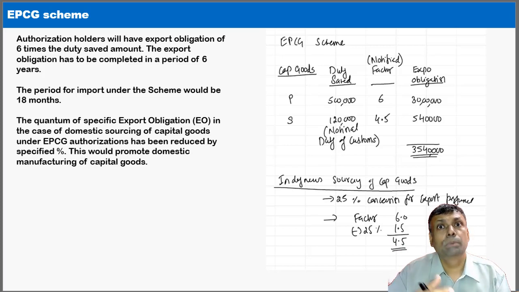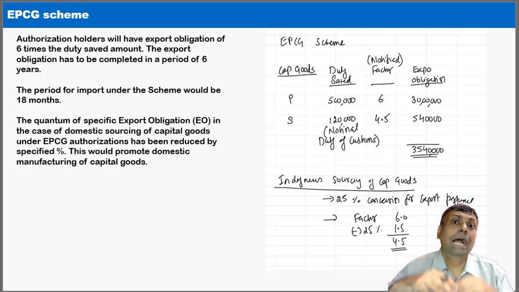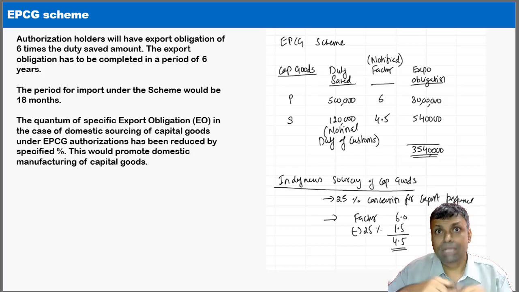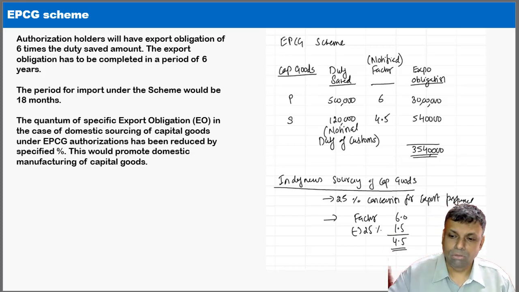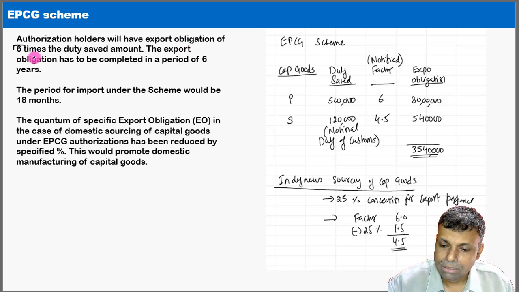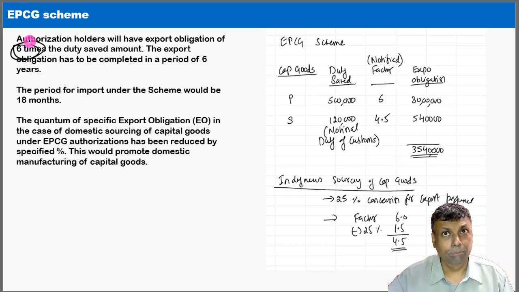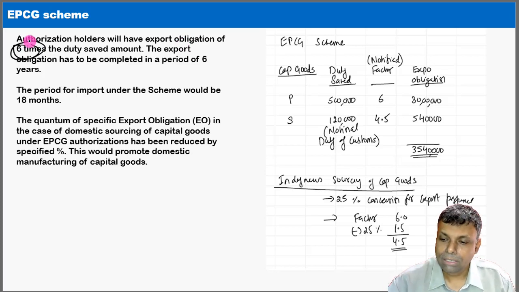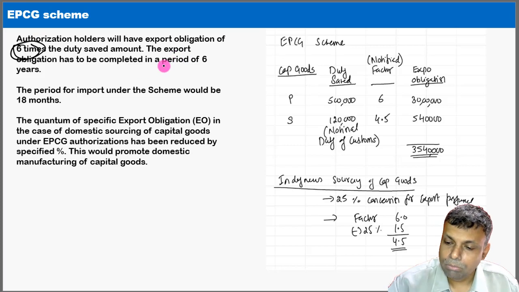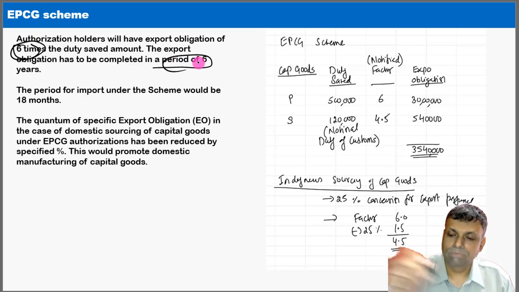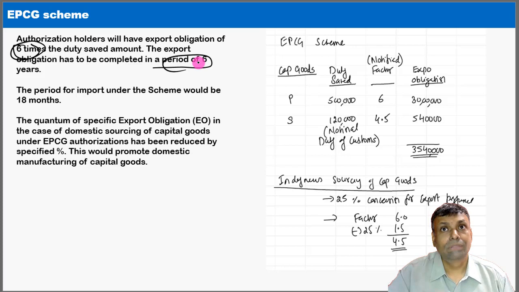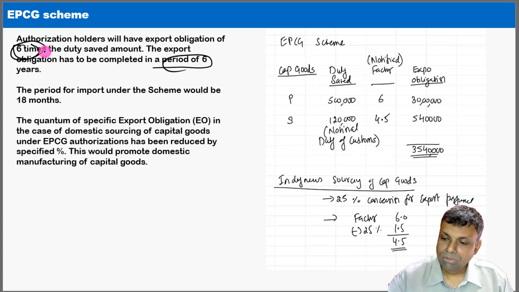The calculation of the export performance which is required to be given is how much duty you are going to save at the time of import of that capital goods, multiplied by a factor. So that much performance is to be given. The factor which is already provided by the law is 6 times. Okay, and this export obligation is to be completed in a period of 6 years. So you have to give that much export value to the government in a period of 6 years. Okay, now the factor is 6.